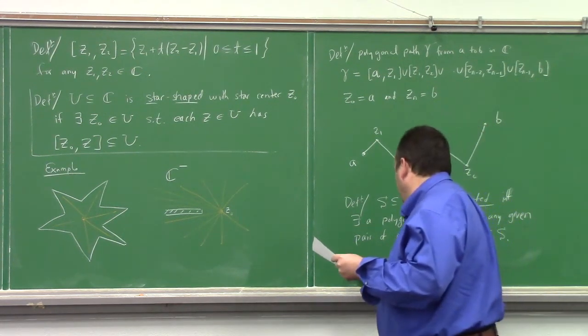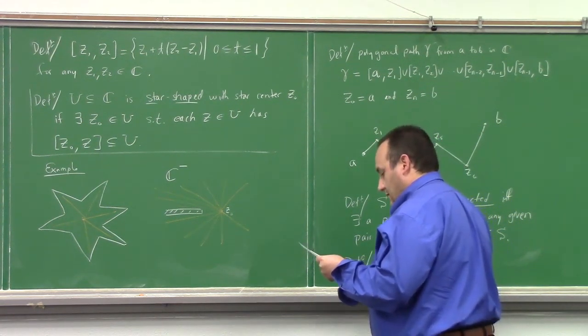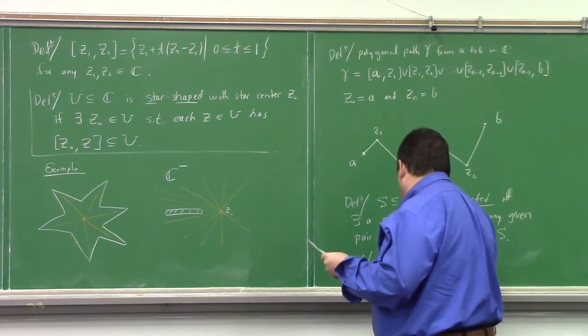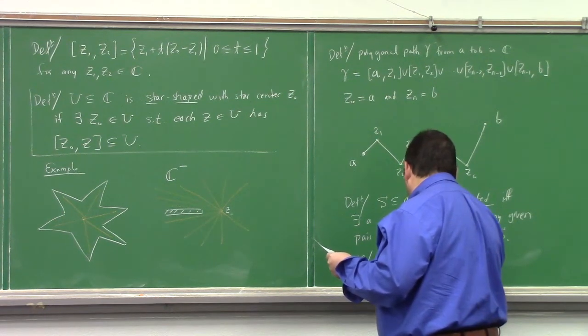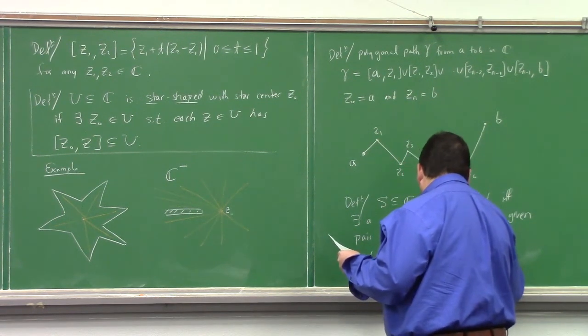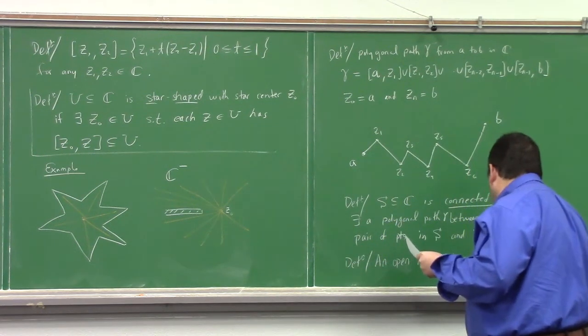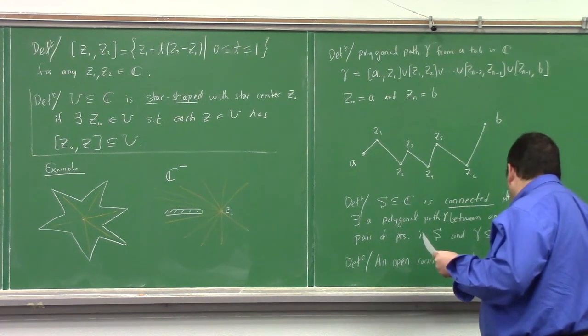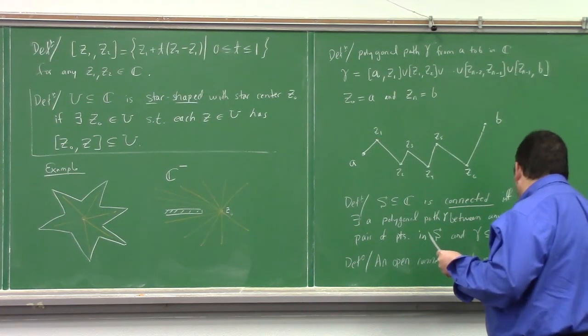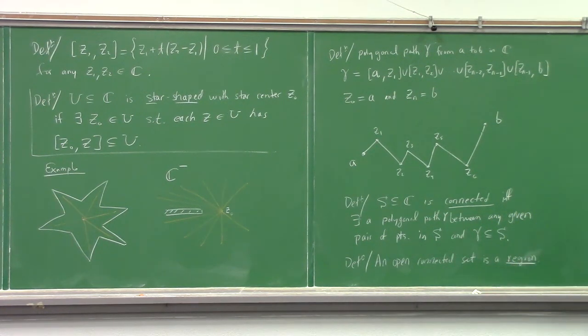Definition: an open connected set is a region. So region is a technical term in this course. Region means open and connected. Open means every point's an interior point, and connected means any pair of points in the set can be connected by a polygonal path. And we say R is a region.